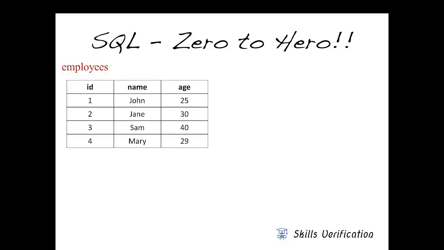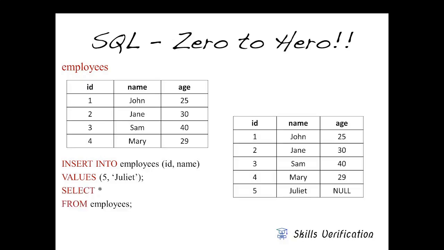If we wanted to include an additional record, but in this situation we don't know the age of the new person, we can use the insert statement by specifying only the columns we have data for. So we would write insert into employees, ID, name, values 5 Juliet. If we select all records from the employees table, we'll see a null value in place of Juliet's age.